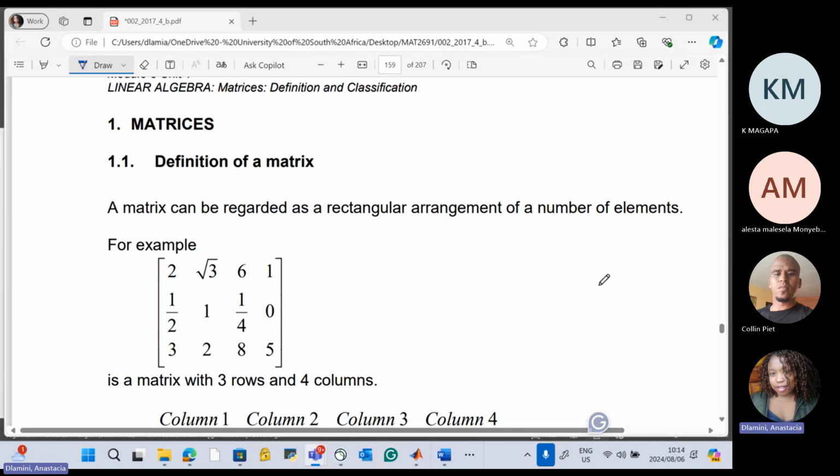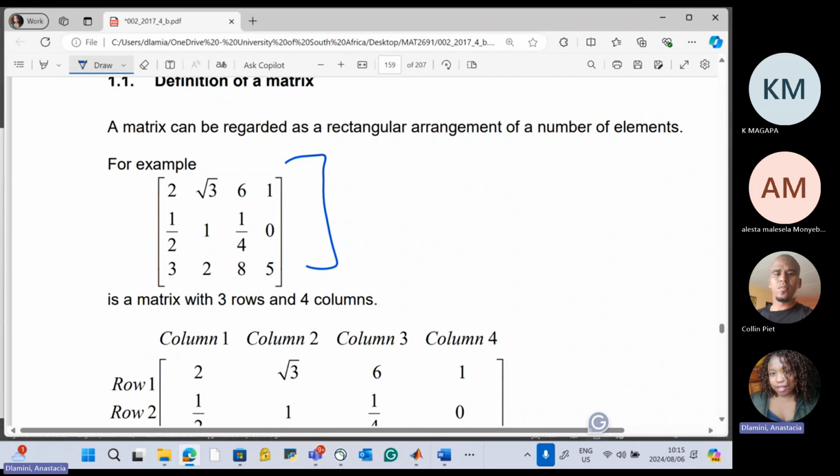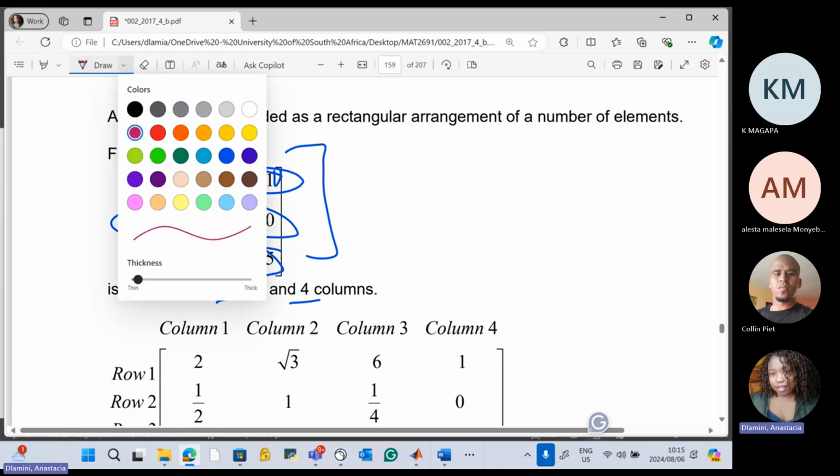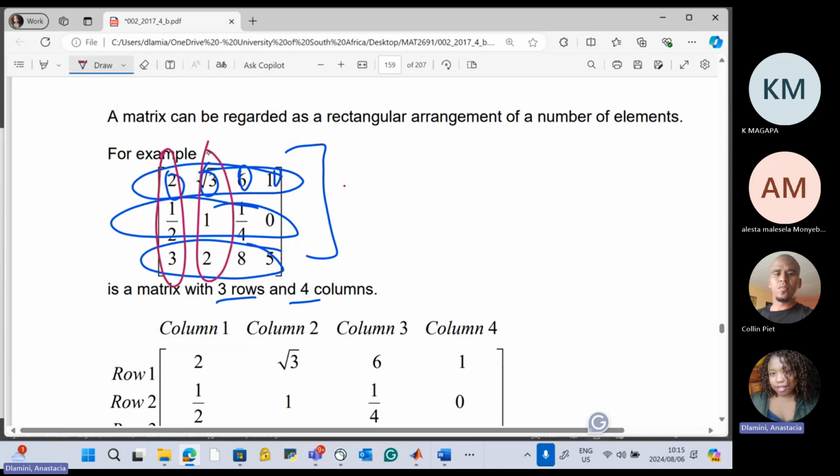So they say the definition of a matrix: a matrix can be regarded as a rectangular array of numbers or elements. For example, you're given this, right? These numbers inside are then called elements. Now the dimension of this matrix will be what? A 3x4, because it has 3 rows and 4 columns. It has 1, 2, and 3 rows. And this is how you look at your columns: 1, 2, 3, and 4 columns.